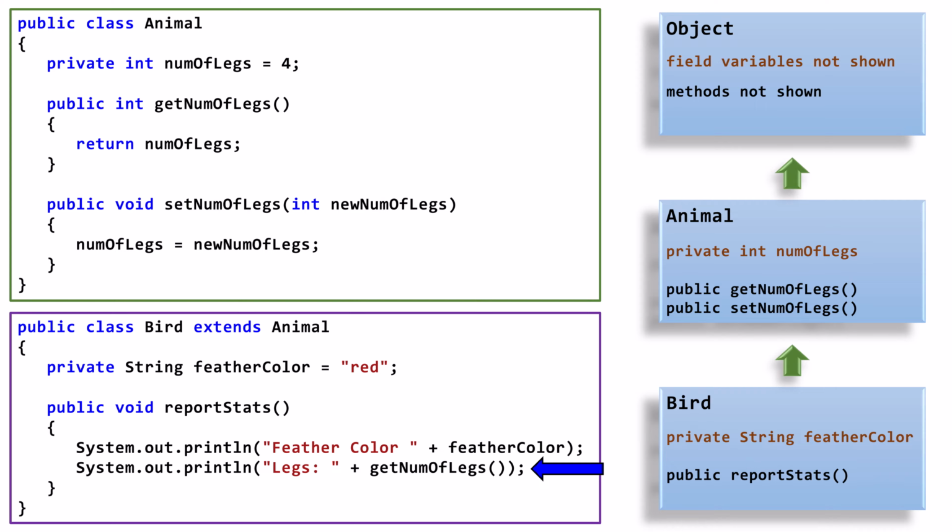Remember, just because a private method or field isn't inherited doesn't mean it's not there. Private fields or methods in the Animal class are still part of a Bird object. They just aren't accessible from Bird methods. However, sometimes programmers give us other methods to indirectly access those private fields and methods.